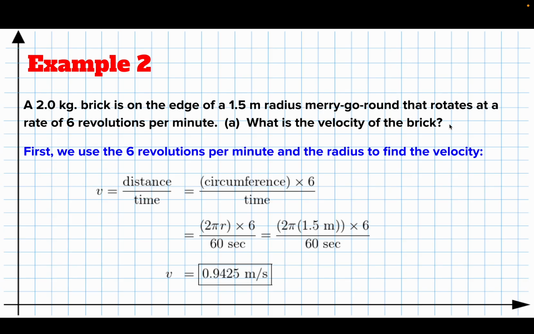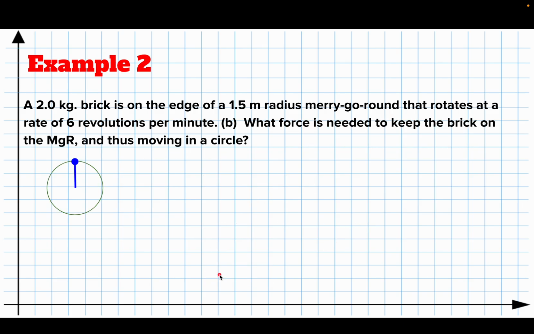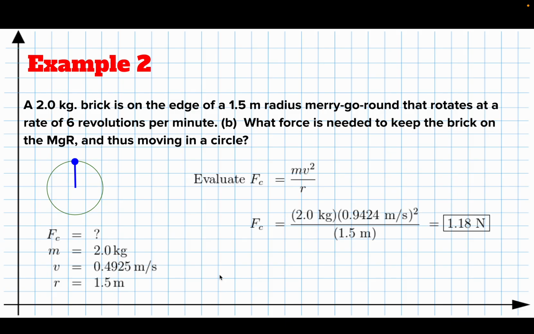The velocity is the distance over the time. The distance is 6 circumferences divided by the time. 6 circumferences is 2 pi r times 6, divided by 60 seconds, and that turns out to be 0.94 meters per second. Now that we know the velocity, we can figure out what force is required to make it move in a circle. The force is mv squared over r. We plug in the velocity, and it takes 1.18 newtons to make this brick move in a circle.